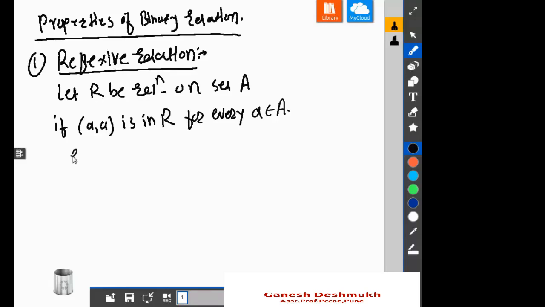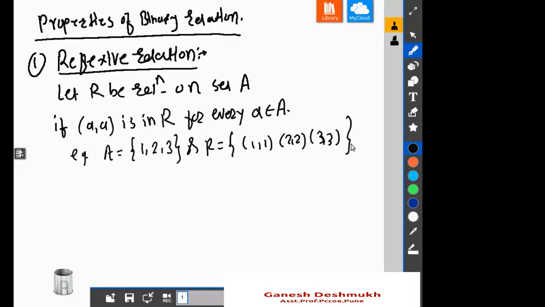For example, if you have the set A as {1, 2, 3} and relation R as the pairs (1, 1), (2, 2) and (3, 3). So this relation R I can say is reflexive. Why? Because for every element in the set 1, 2, 3, the pairs (1, 1), (2, 2) and (3, 3) belong to the relation R according to this definition. Then I can say this relation R is a reflexive relation.